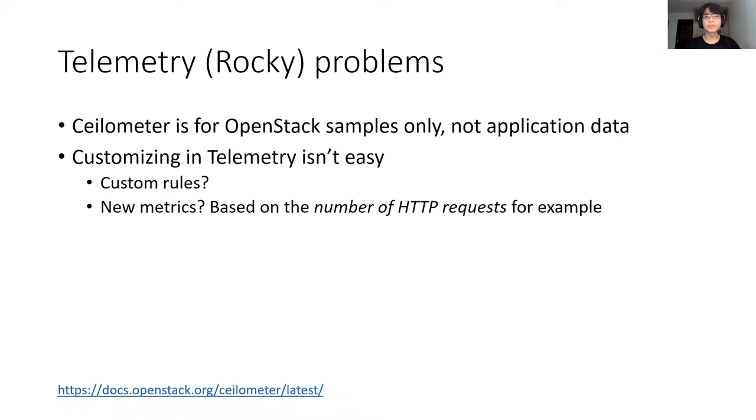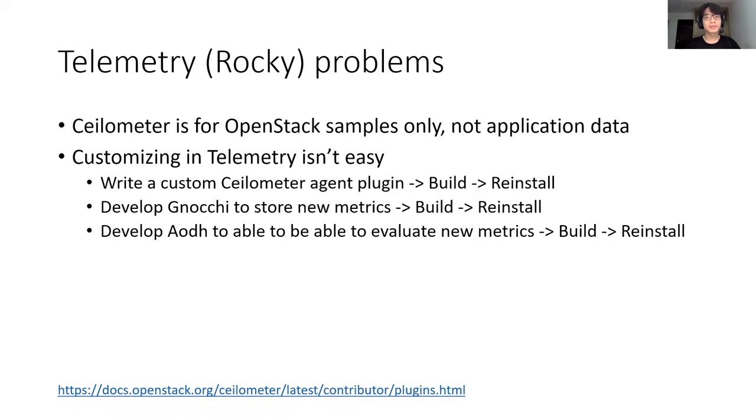So, telemetry is only capable of collecting OpenStack-related metrics from instances. How about application data? Customizing telemetry is not easy. How about custom rules, custom metrics? In order to customize rules and add new metrics to telemetry, three different projects need to be rebuilt and reinstalled. Telemetry has no plugin for Gnocchi to store new metrics and for Aodh to evaluate new metrics.